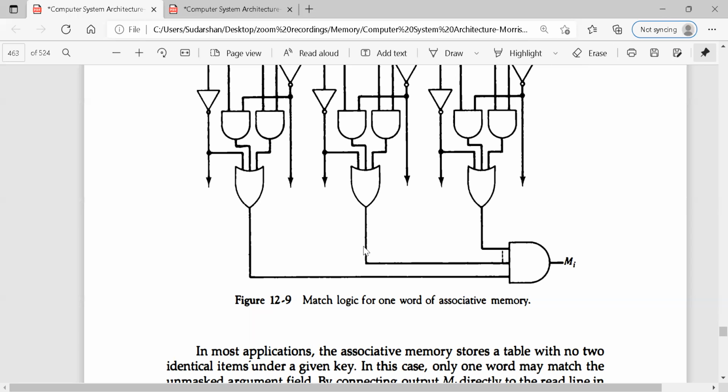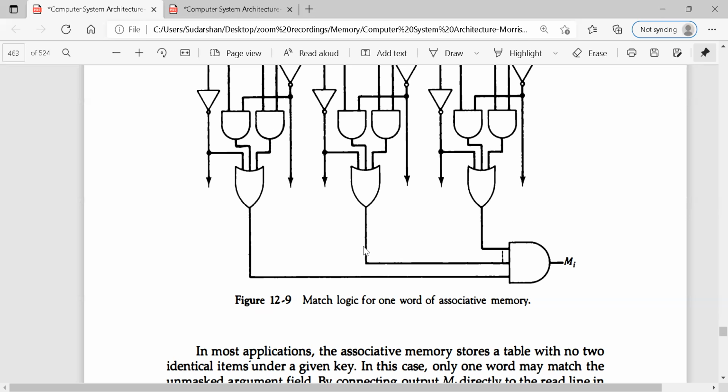Whenever the bits are different, the output of an exclusive NOR gate is going to be 0. So in that case, there is no match between the corresponding bit in the argument register and the corresponding bit in the word register. Finally, feed them to an AND gate. If all the inputs are 1, the output is going to be 1, and that goes to a match register.